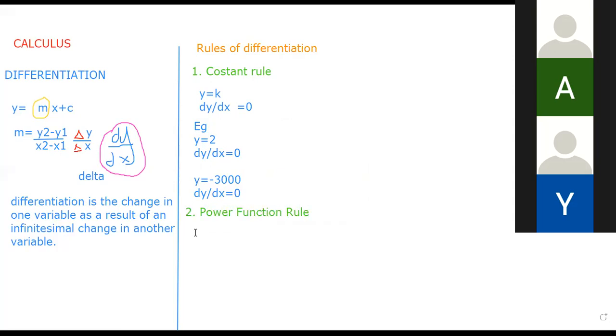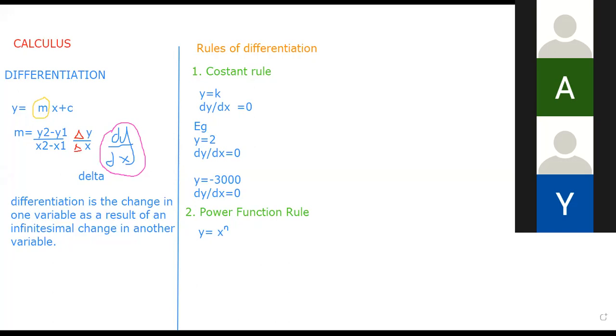So for the power function rule, this is where we have y is equal to x to the power n. If you have to differentiate something like this, how do you do that? You apply the power function rule.